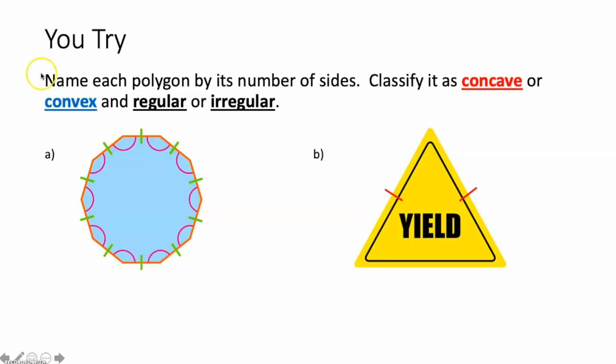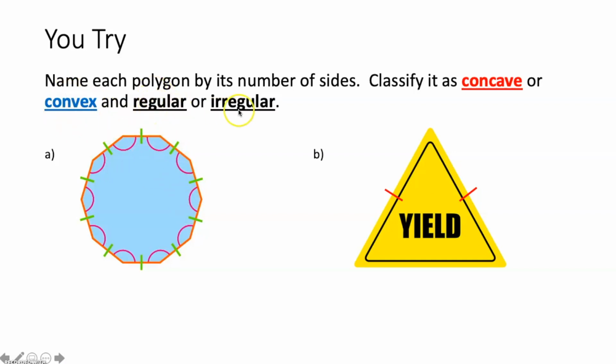Okay, doing the same thing here. So first, we want to name each polygon by its number of sides. We'll start with this side right here. We have 1, 2, 3, 4, 5, 6, 7, 8, 9, 10 sides. So that would be considered a decagon. Next, is it concave or convex? Does it have any reflex angles, any interior angles measuring greater than 180 degrees? No. All of these look like they're between 0 and 180 degrees. So therefore, this would be considered a convex polygon.